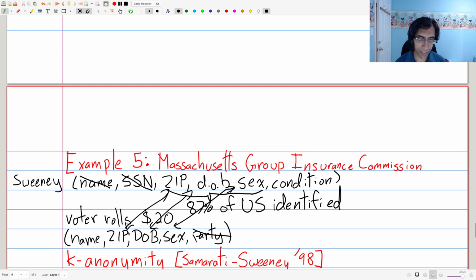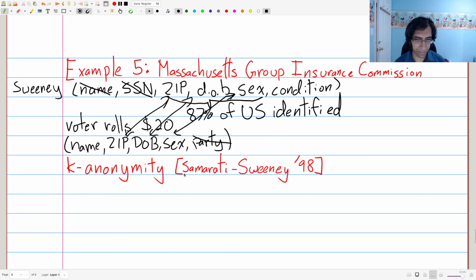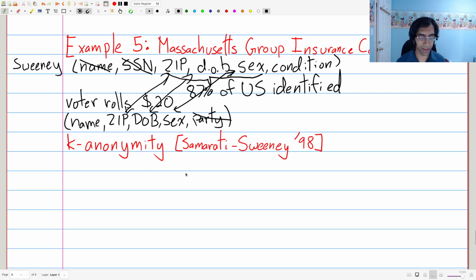Well, what was the issue? The issue was that there's exactly 1 person with each combination of zip code, date of birth, and sex. So let's try to make sure that there are more people with the same set of combinations. And this gives rise to the notion of k-anonymity, which is one form of anonymity, which was introduced by Samarati and Sweeney. So suppose each point in the dataset has a collection of different features, like the previous thing. Let's write this again.